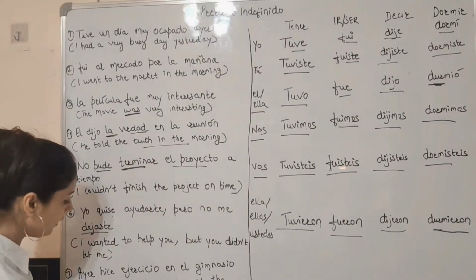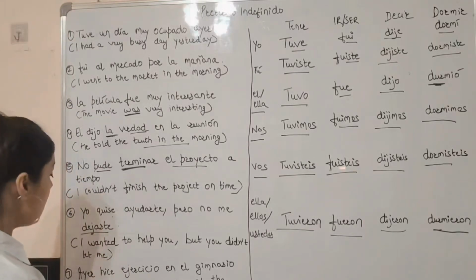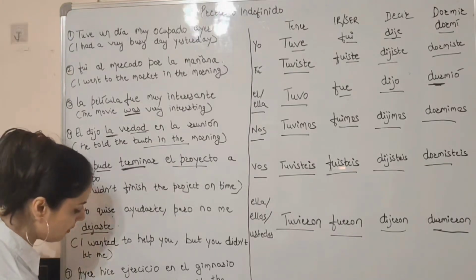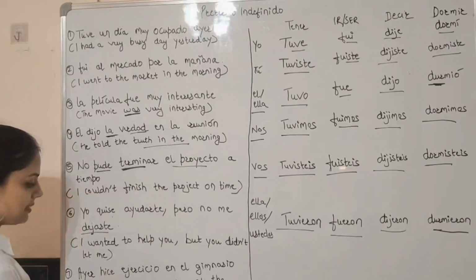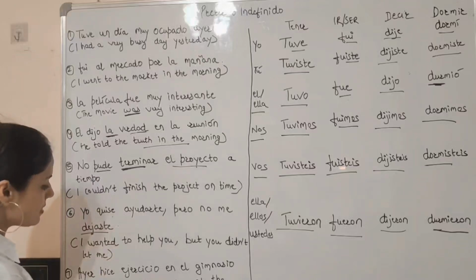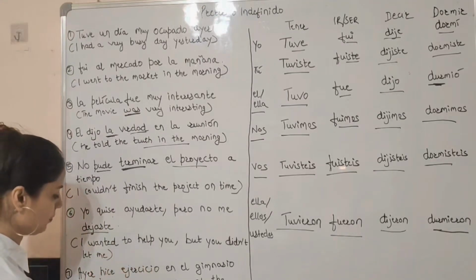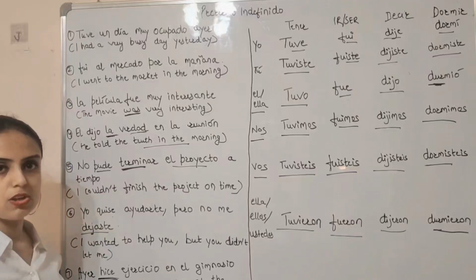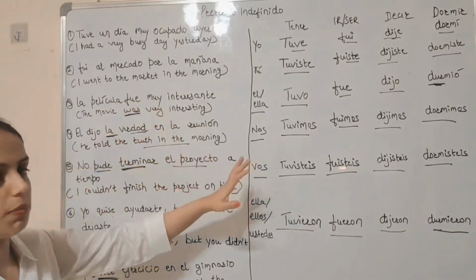The last one is: Ayer hice ejercicio en el gimnasio. Yesterday I did exercise at the gym. Gimnasio means gym. So, ayer hice ejercicio en el gimnasio. That means yesterday I did exercise at the gym. Here hice, right? That action is also done in the past.